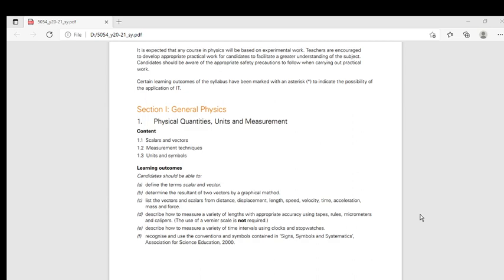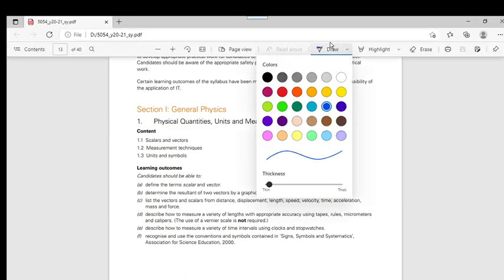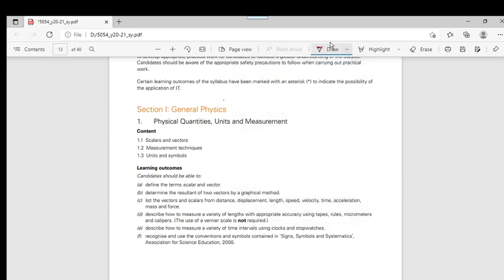So today I will cover all the definitions related with O-level physics, which will be very helpful if you want to thoroughly revise the definitions. From topic number 1, physical quantities, units and measurements, the definitions related with number 1: define the term scalar and vector.